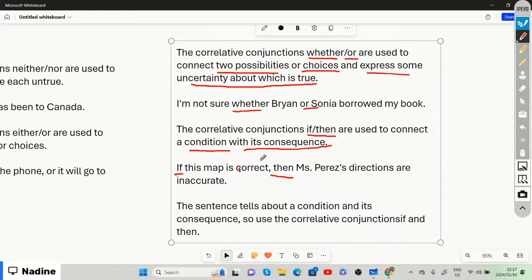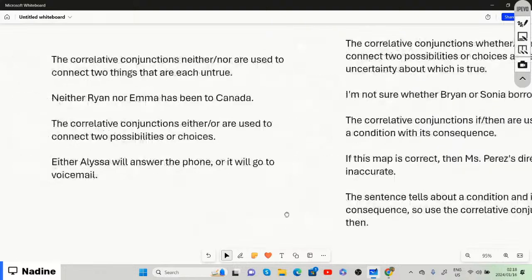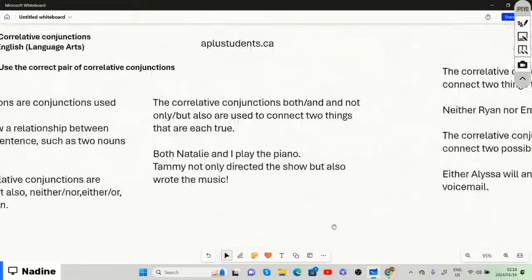So if this map is correct, then Miss Perez's directions are inaccurate. And that basically is connecting a condition with its consequence. In this case, it shows that the condition has a consequence. So we use the correlative conjunction if, and then we use then. All right, so those are a few examples of correlative conjunctions.